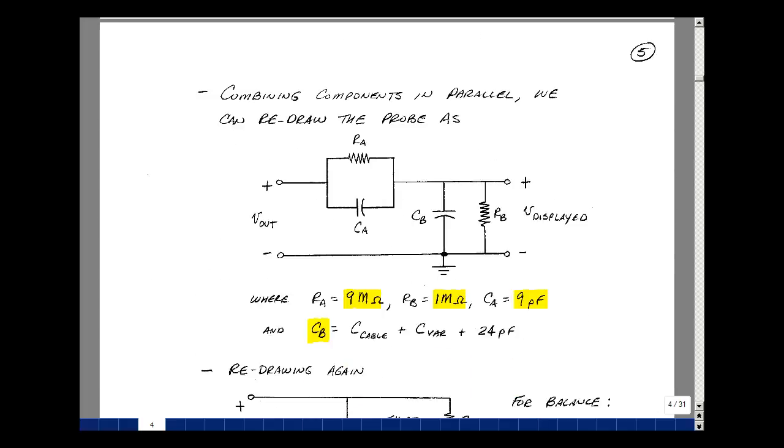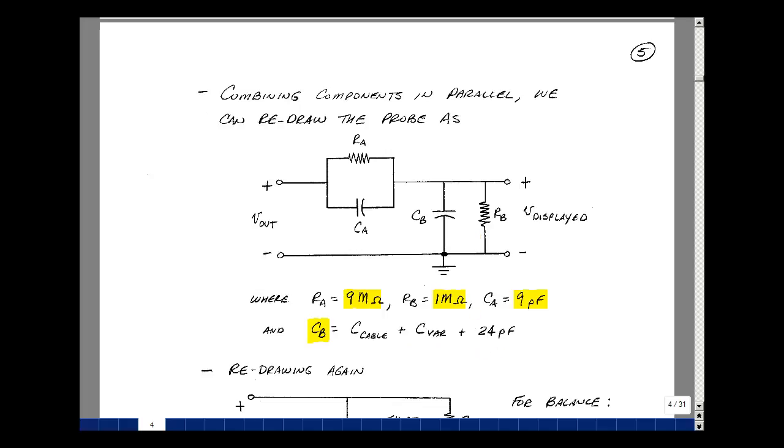Let's redraw that scope probe equivalent circuit. So at the tip, I have a resistance of 9 megohms, capacitor C sub A in parallel with about 9 picofarads. Now on the other side, I've got the resistance of the scope, which is around 1 megohm, and then I have 3 capacitors in parallel. I have the cable capacitance, the variable capacitance that's in the probe tail, and then I've got the capacitance of the oscilloscope, which is about 24 picofarads.